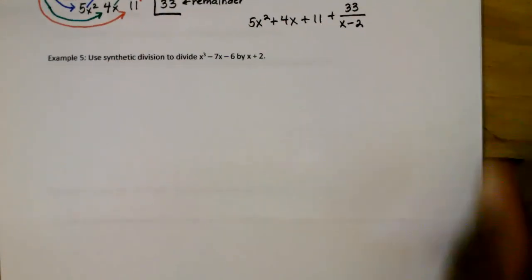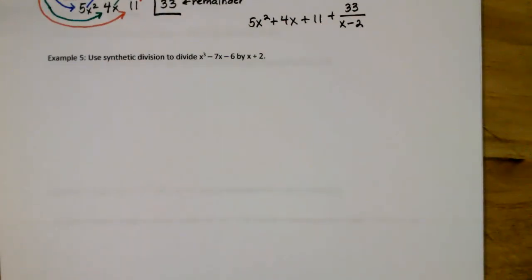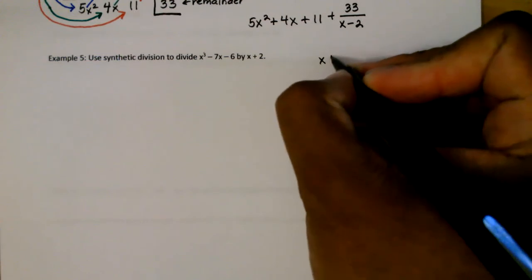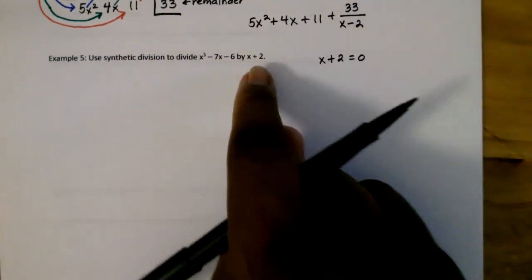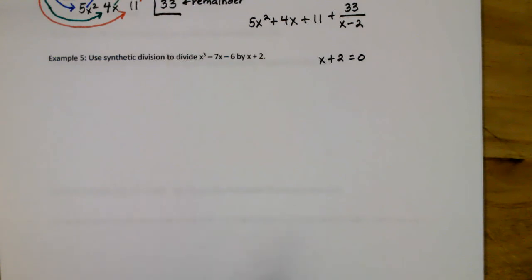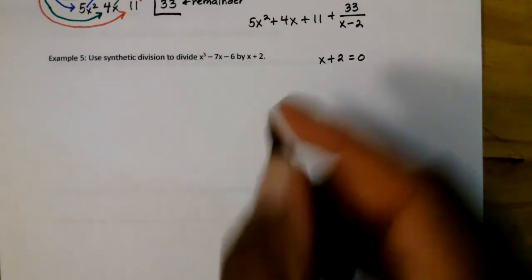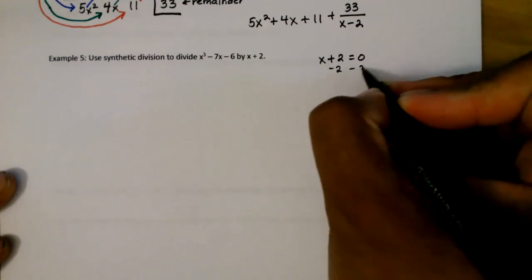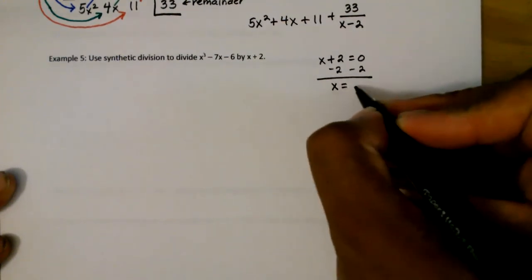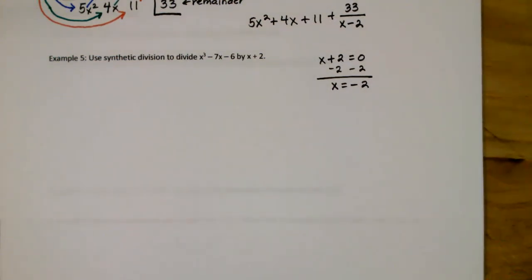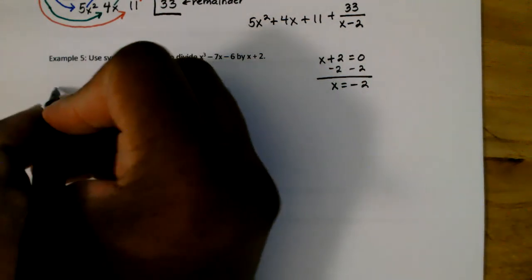Okay. All right, here's another example. Let's say I want to use synthetic division to divide x cubed minus 7x minus 6 by x plus 2. All right, so in this case here, I need to know what my divisor is going to be in synthetic division. So I'm taking that x plus 2, set it equal to 0, and solve for x by subtracting 2. That would mean x is equal to negative 2. So negative 2 would be the divisor.